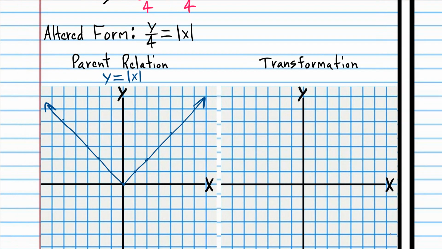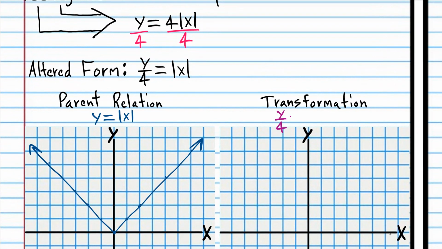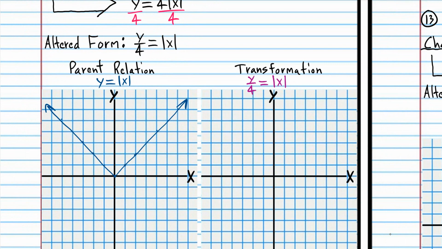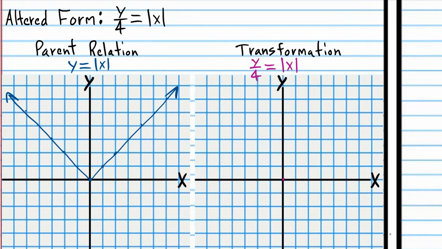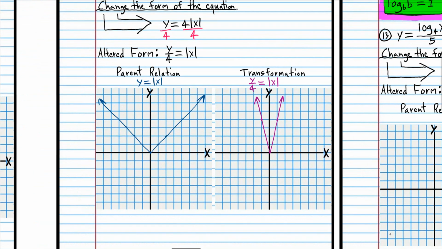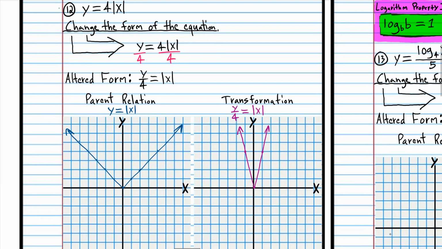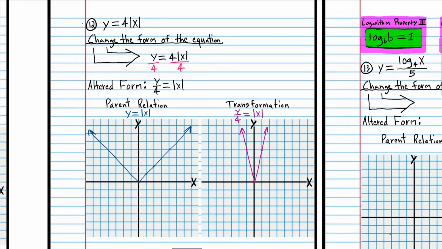Okay, so now we're going to graph the altered form of the equation, y over 4 is equal to the absolute value of x. When you replace y with y over 4, that just means you multiply all the y values of the graph of the previous equation by 4. So we're going to have 0, 0, and 1, 4, and negative 1, positive 4, and any other points look like they're going to be outside the window. Okay, there you go. If you got that graph, excellent.